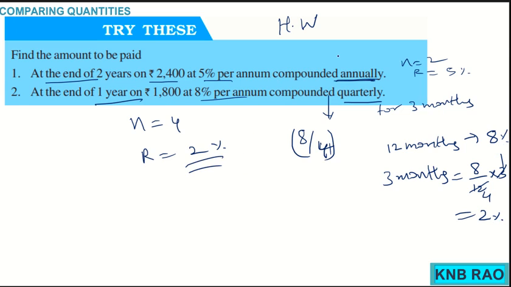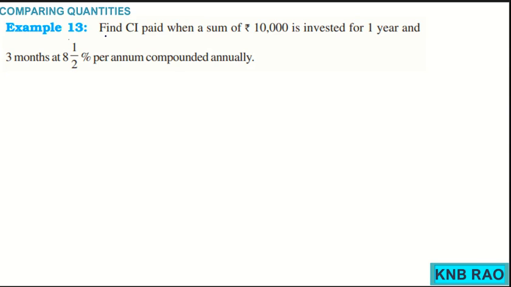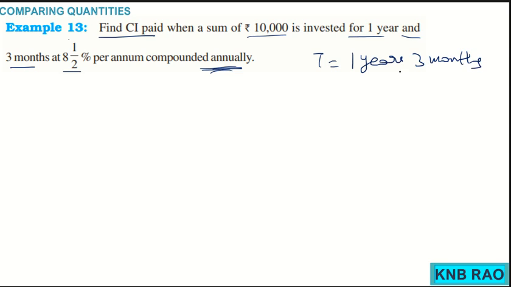Okay, so you do this as homework, and here example number 13, I will solve and wind up this session. Find the compound interest paid when a sum of 10,000 is invested for 1 year and 3 months, compounded annually at the rate of 8.5%. See children, you cannot have, when it is compounded annually and time period is 1 year 3 months. So what to be done? In this case, first find amount by the end of 1 year.